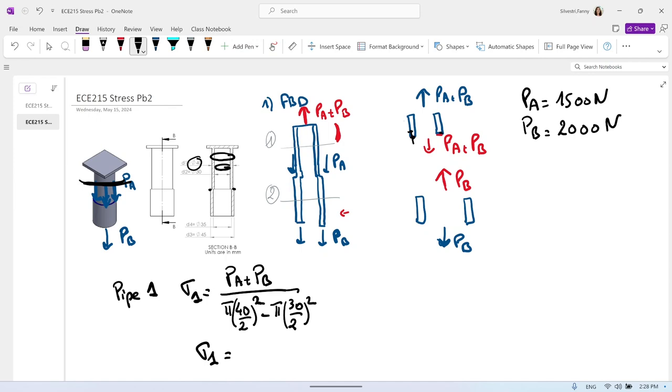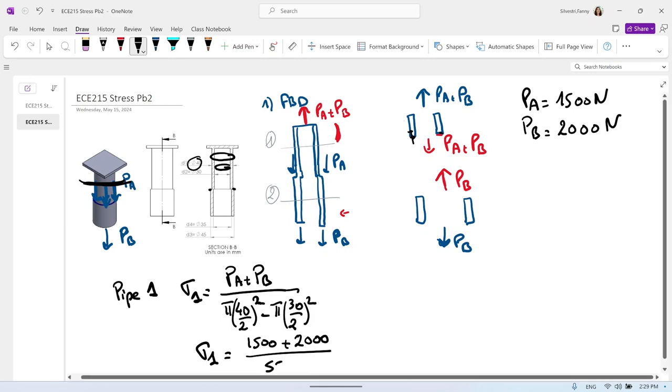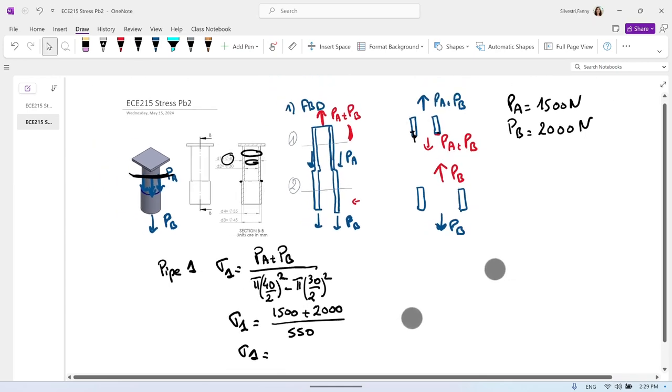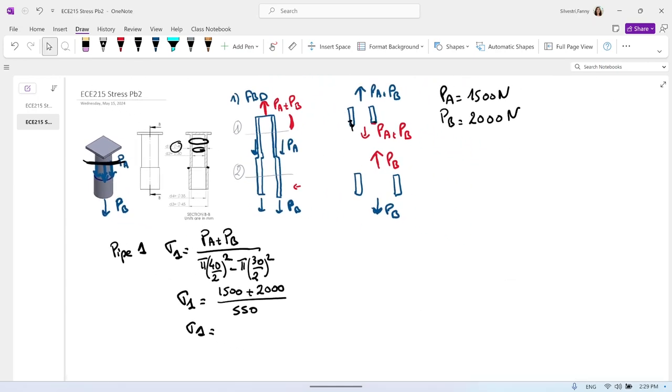So we will make the calculation, 1500 plus 2000 divided by the surface for the first tube. I got a total of about 550. Keep your exact number if you can. So sigma 1 equals 6.37 megapascal. That's for the pipe number 1.